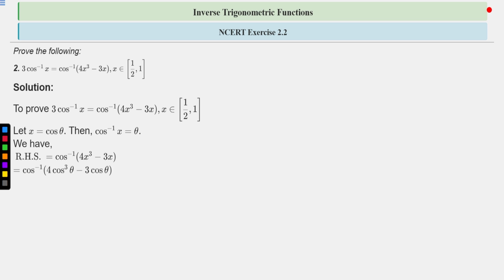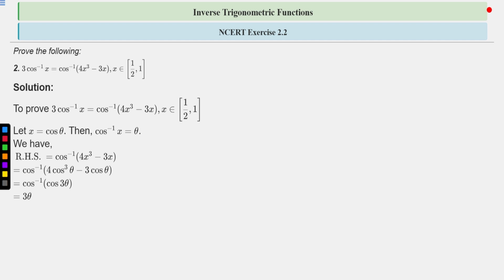So we will put x as cos theta, therefore RHS will be equal to cos inverse of 4 cos cube theta minus 3 cos theta, right? So we will get cos inverse cos 3 theta. Now we can write cos inverse cos 3 theta as 3 theta, right? So cos inverse cos 3 theta will be equal to 3 theta.